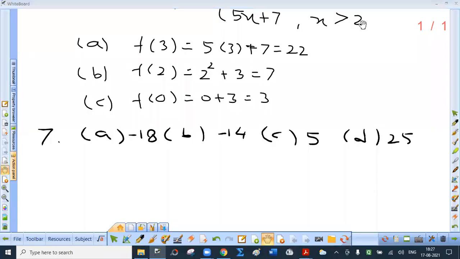Actually, the 7th is similar. So it is for homework. These are the answers for 4 parts. Right?